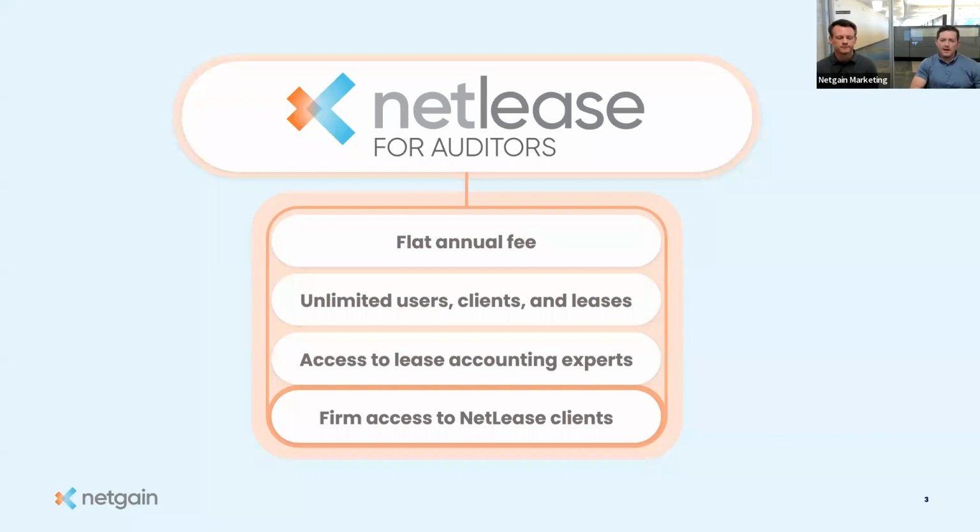A couple of things to point out about NetLease. There's a few different access points. NetLease for auditors or CPA firms is offered at a flat annual fee. This comes with unlimited users, unlimited clients, and unlimited leases at your firm. You can take away the unknown billing that could take place if you're charged on a per lease basis. At your firm, you enter as many leases as you'd like, and your entire firm could access the software if they so choose. We have a whole team of lease accounting experts, like Weston pointed out.